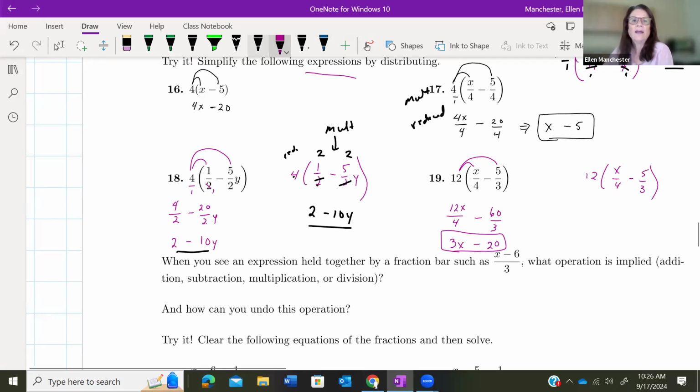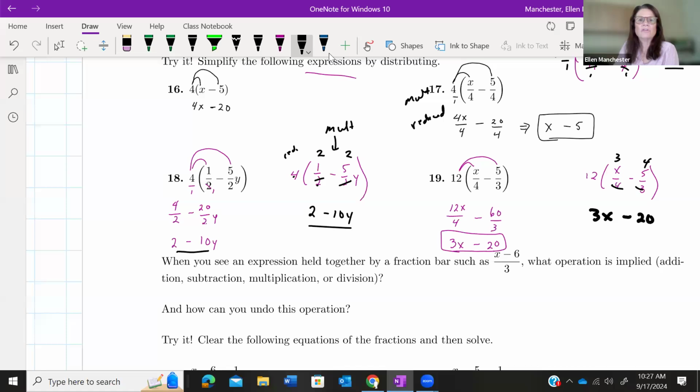So now let's try it where you reduce first. So 4 goes into 12 3 times. 3 goes into 12 4 times. And then 3 times x and 4 times -5 is -20. So again, either way, I get the exact same answer. It's completely up to you how you want to do it. Just be consistent. That's the only thing I can say, or practice both and see which one you like better.